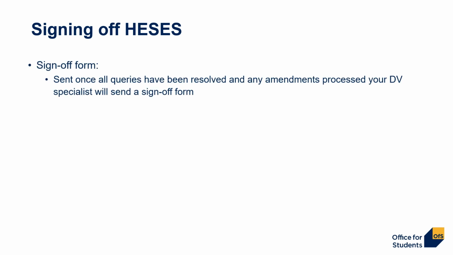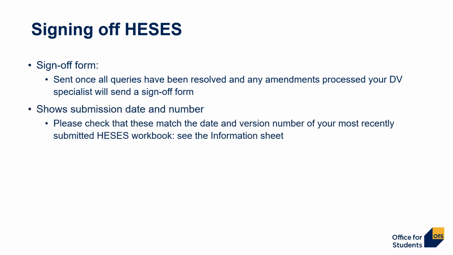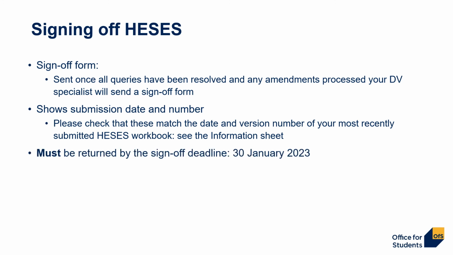The HESES sign-off form is sent when our queries have been resolved and any amendments to the data in the workbook have been processed. It shows a submission number and date from the information sheet of the workbook, and it's very important that you check that the submission date and number shown on the form tie up with your most recent submission to the portal. This is what connects the sign-off to your workbook and its data. It must be signed and returned by the final sign-off deadline, which for HESES22 is the 30th of January 2023.